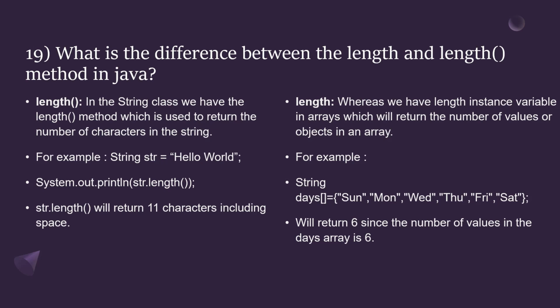Length, whereas we have length instance variable in arrays which will return the number of values or objects in an array. For example, String days is equal to sun, mon, wed, thu, fri, sat. It will return 6 since the number of values in the days array is 6.